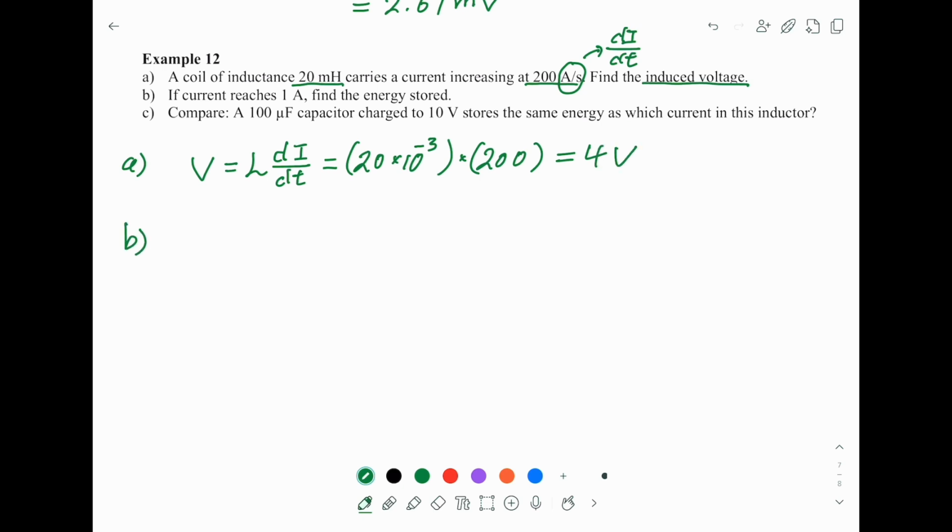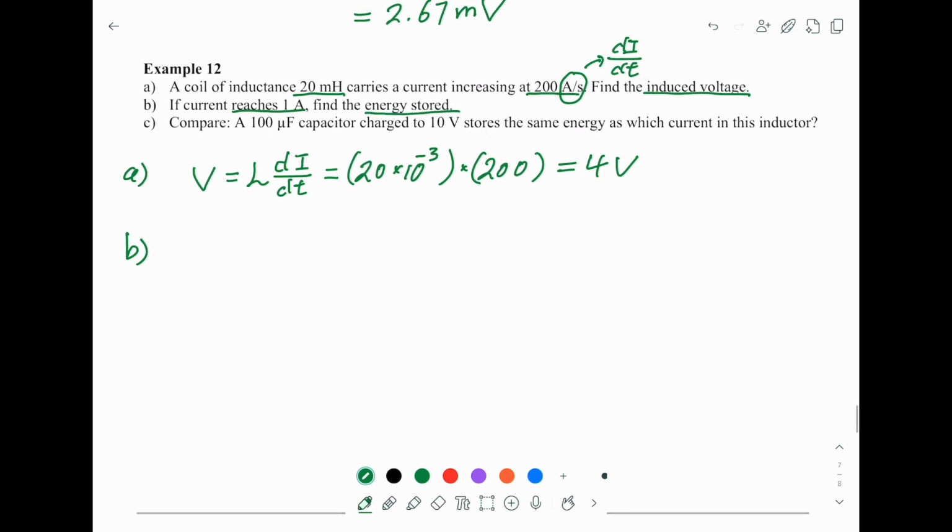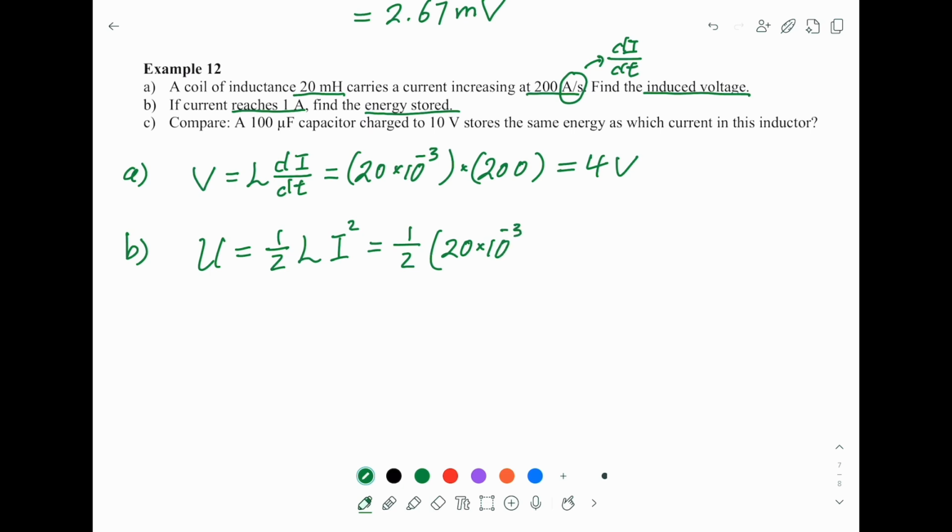B. If current reaches 1 ampere, find the energy stored. Energy stored U is half L I squared. So this one is 20 times 10 to the minus 3, and I is 1 squared, so it's 10 times 10 to the minus 3 joule.